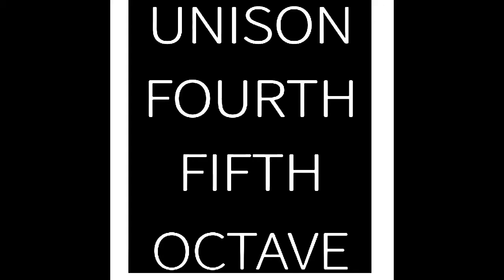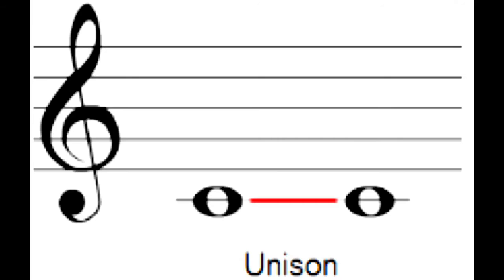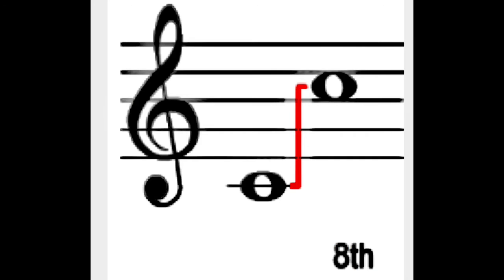Unison, fourths, fifths, and octaves are pure, extremely consonant-sounding intervals, so we call them perfect. A perfect unison, which is the same note. A perfect octave, because it's the same note, only higher. Now the other class of intervals, the seconds, the thirds, the sixths, and sevenths, can either be major or minor.